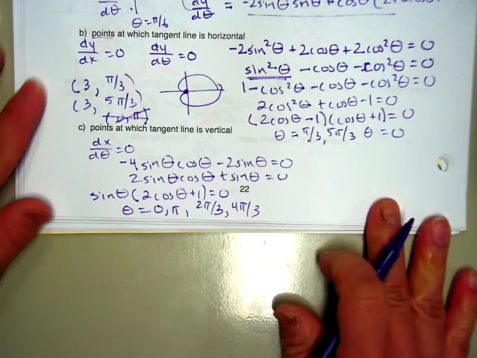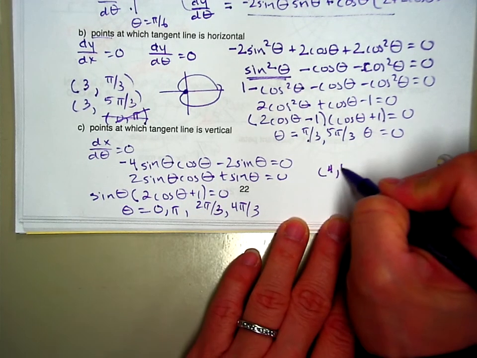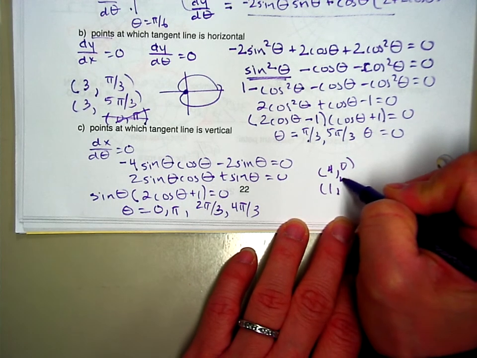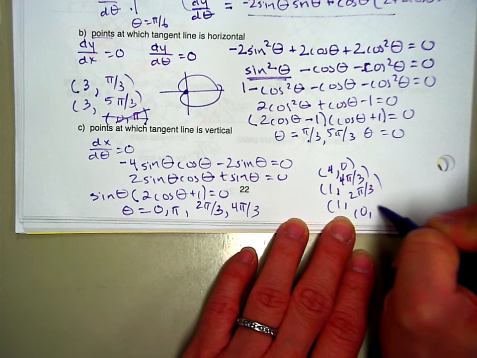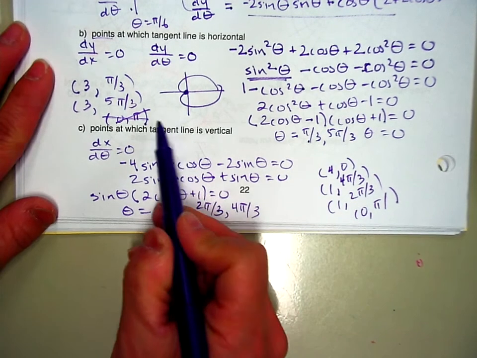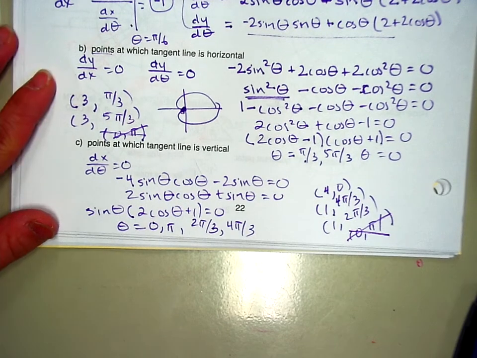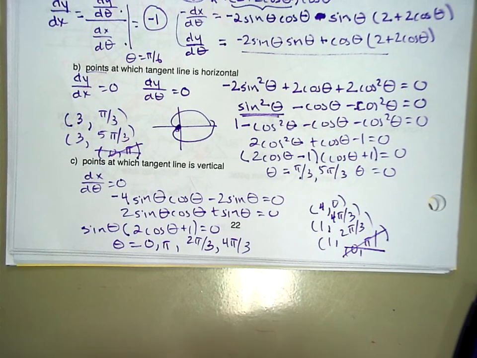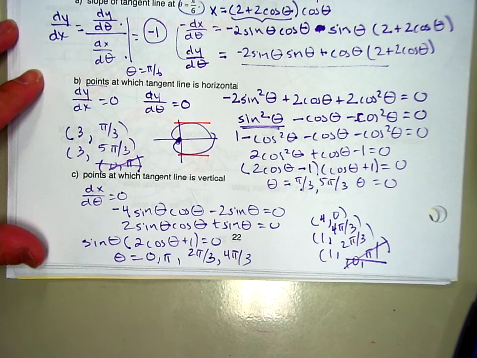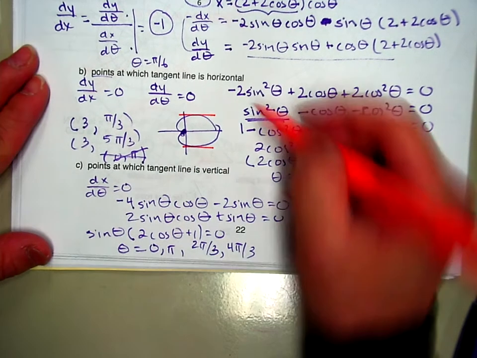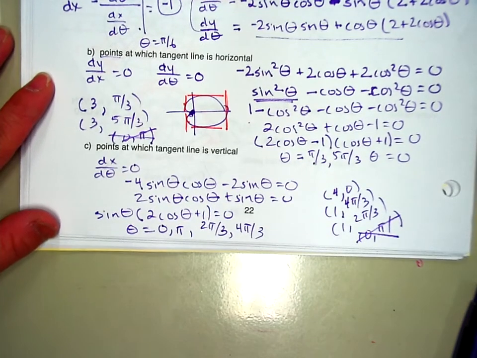Again, I'm going to take these points and plug them back into your r to find the corresponding r. So my points are (4, 0), (1, 4 pi thirds), and (1, 2 pi thirds). And again, I'll get that (0, pi), but that's this point right here on your graph. That is a cusp, that is not a vertical tangent. Okay, so look at your graph and it should make sense. I have 2 places where I have a horizontal tangent. There are my 2 places. I have 3 places where I have a vertical tangent. 1, 2, 3. So that makes sense just by looking at the graph.